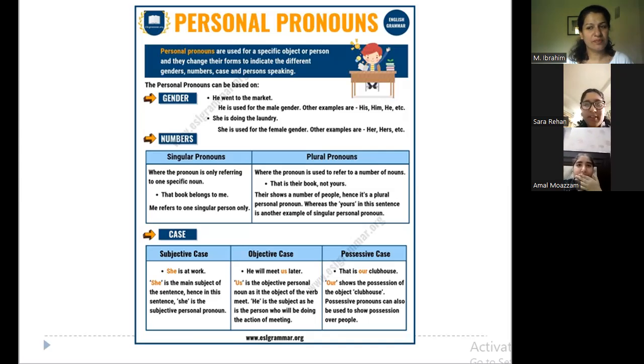Ma'am, they are the words that replace the nouns. Very good. Google कर लिया हमने जी. Pronouns are the words that are used to replace, or they are used instead of a noun.